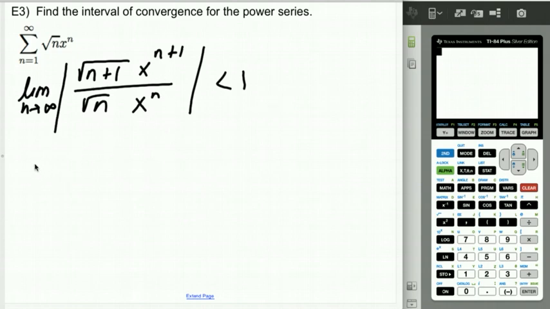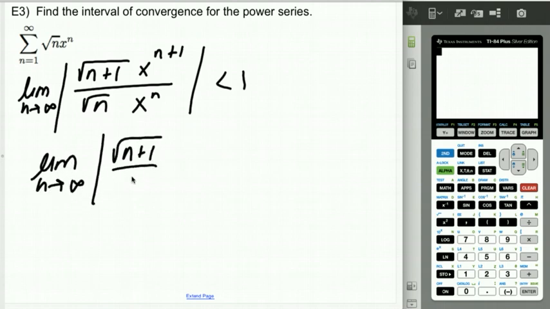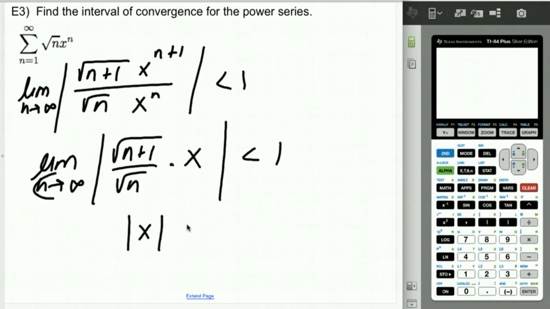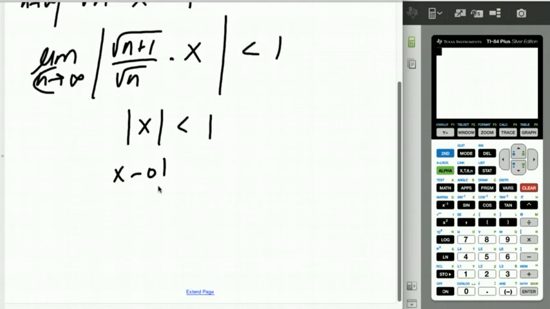So we get that my n plus 1th term over my nth term has a limit less than or equal to 1. There's not a ton of simplifying that you can do here. Basically, you're going to simplify the x power, so you're going to get this limit, and the x powers just become an x, because it's n plus 1 minus n. As n approaches infinity, this thing's going to go to a 1. So I'm just going to get the absolute value of x is less than 1. That's the same as x minus 0 is less than 1, meaning my center is 0 and my radius is 1.